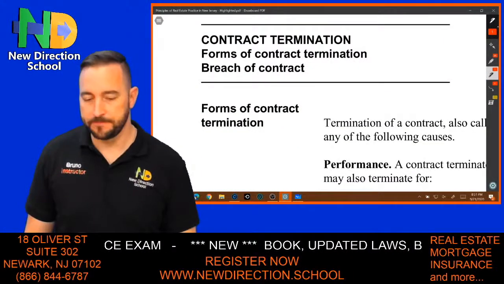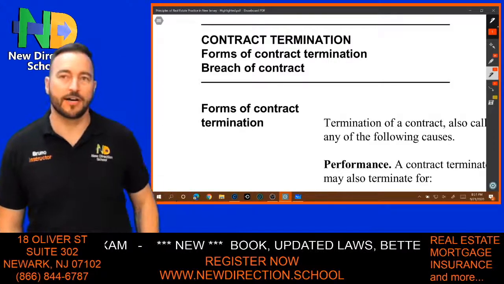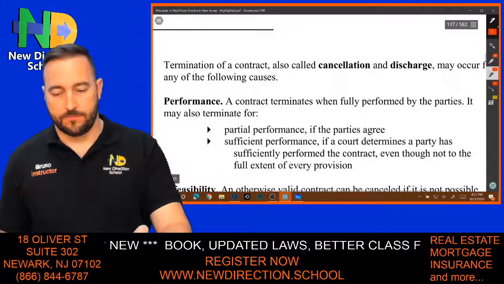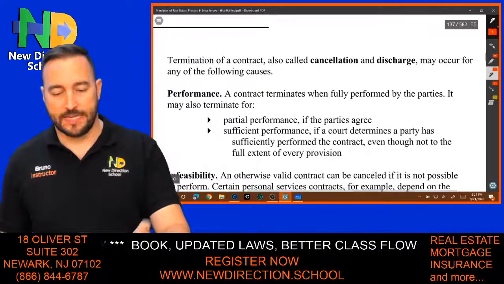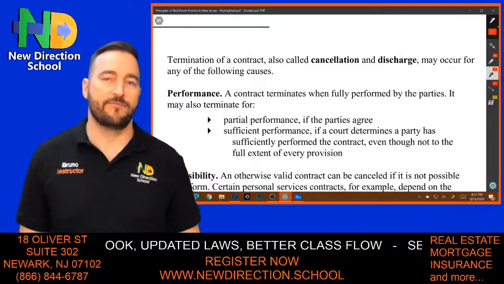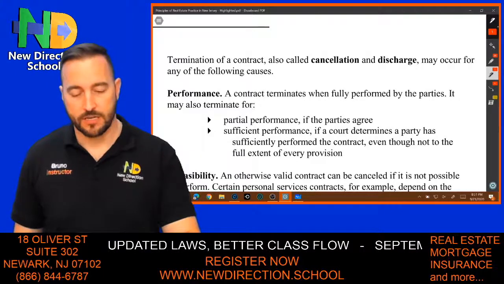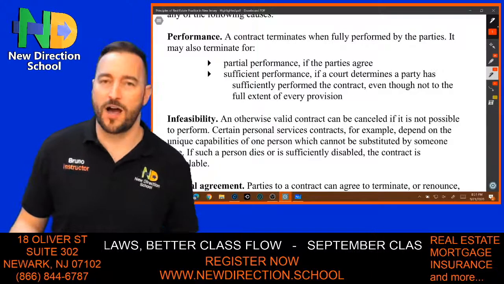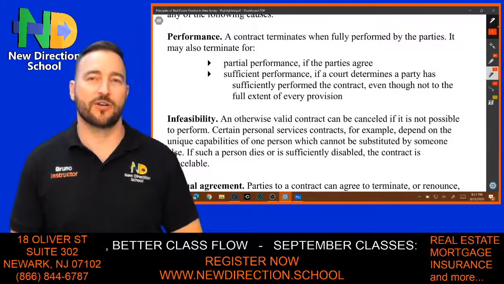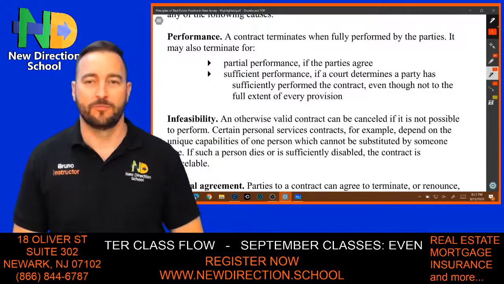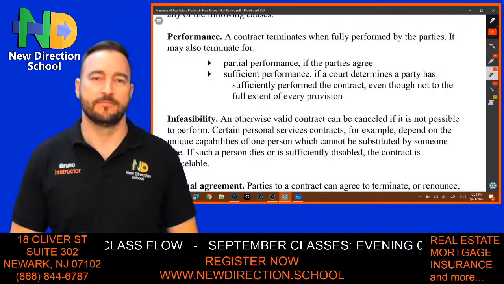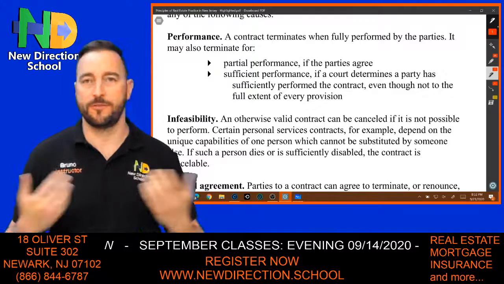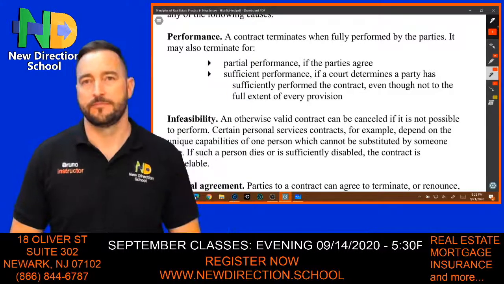Contract termination. So we're going to talk about forms of contract termination. Termination of contract, also called cancellation or discharge, may occur from any of the following causes. Performance. Hopefully the reason why we terminate this contract is because we performed. We closed. Simple. We made money. The seller sold, the buyer bought, and we made money. Performance. Okay?